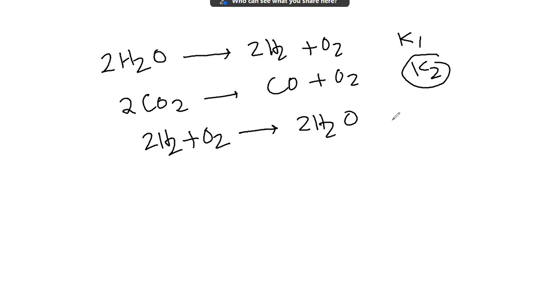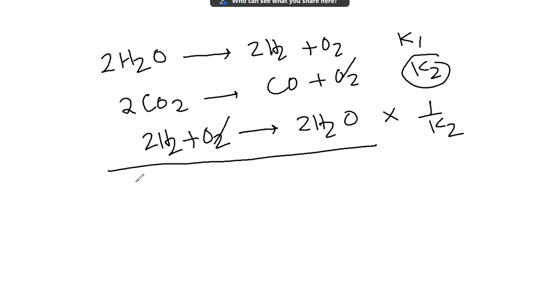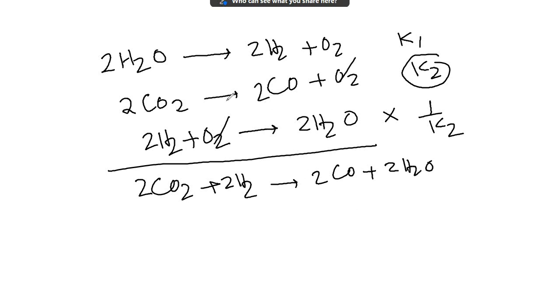On reversing an equation, the equilibrium constant is also reversed. So it becomes 1 by K1. If I add this to what we are getting, 2CO2 plus 2H2 gives you what? 2CO plus 2H2O.